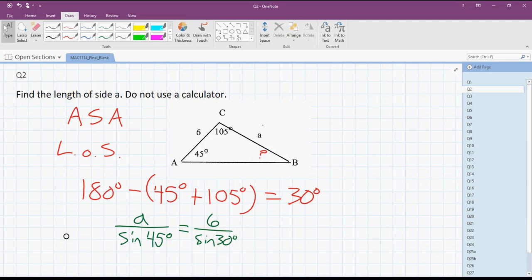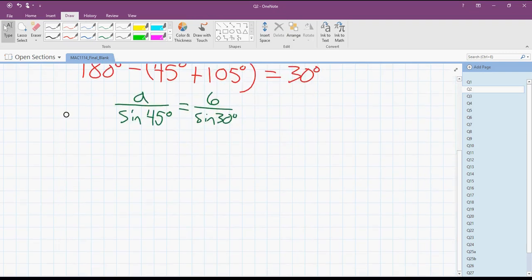So this is why it says to not use the calculator, because we know what sine 45 is and sine 30. Remember, that information will also be up on the board for you guys too, so you'll be able to look that up there. So all we do is cross multiply. So that's A sine of 30 degrees equal to 6 times sine of 45 degrees. And then how do I get A by itself? Divide by the sine of 30.